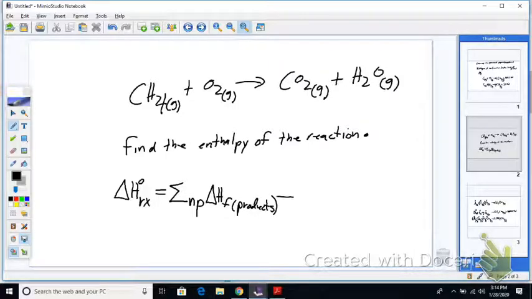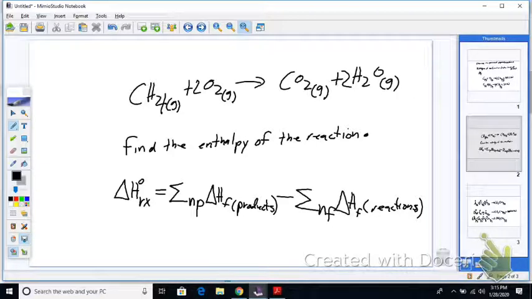Then you're going to subtract from it the sum of the moles times the enthalpy of formation of the reactants. That's a fancy way of saying you sum up all of the heats of formation of the products and you subtract out the enthalpy of formation of the reactants. Okay, so this is the way I do it. So we balance it. We put a 2 here and 2 here.